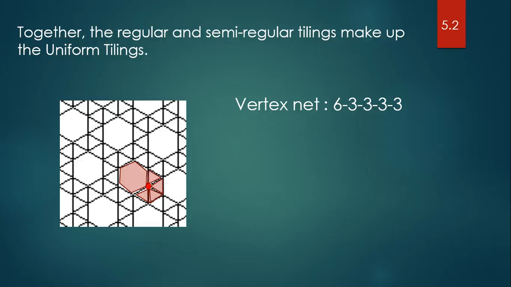Now remember, this is one of the uniform tilings, and the word uniform is really telling us something. It means that we can look at any vertex in this tiling, and we will have a uniform vertex net around every vertex in the tiling. So it doesn't matter where I pick a vertex. Let's say I go here, I can always find a hexagon, that's 6, and then 1, 2, 3, 4 triangles around it.